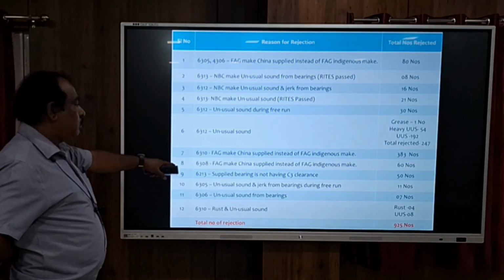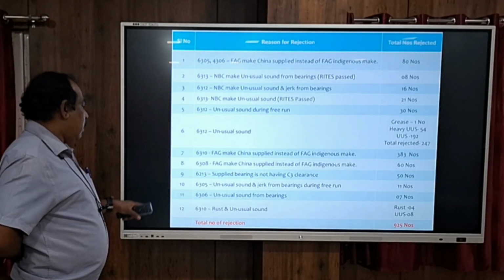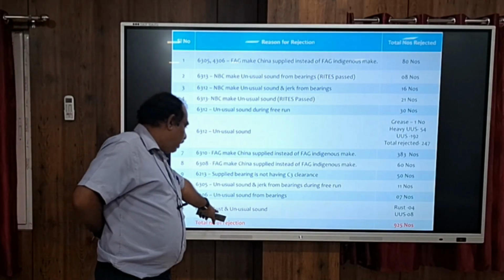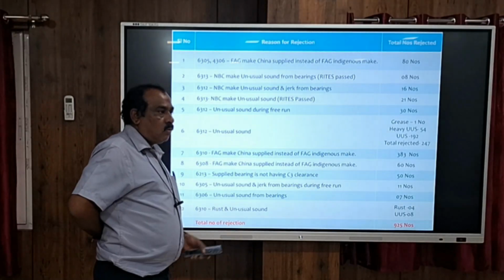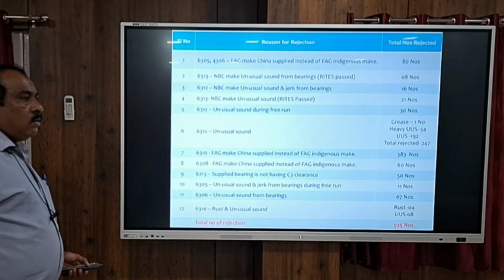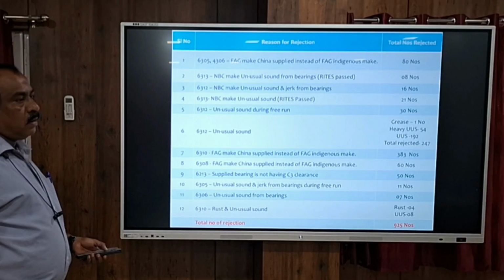Unusual sound and jerk from the bearing during free run, and also Tata bearings, some bearings came with rust and unusual sound. So a total of 925 bearings are now approved, sir. Tata, Texpin, all of them.